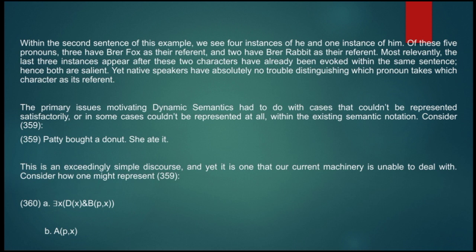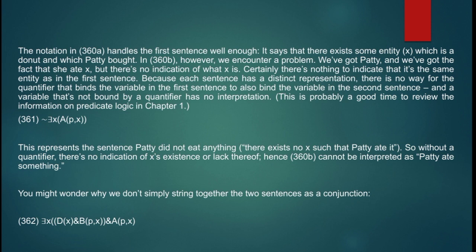The primary issues motivating dynamic semantics had to do with cases that couldn't be represented satisfactorily or in some cases couldn't be represented at all. Within the existing semantic notation, consider the 359. So in 359, Patty bought a donut. She ate it. So this is an exceedingly simple discourse, and yet it is one that our current machinery is unable to deal with. Consider how one might represent 359.